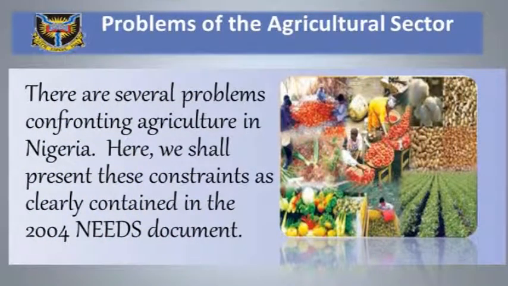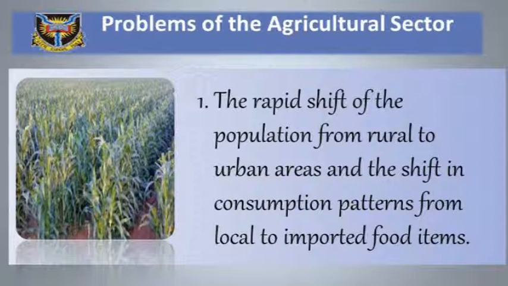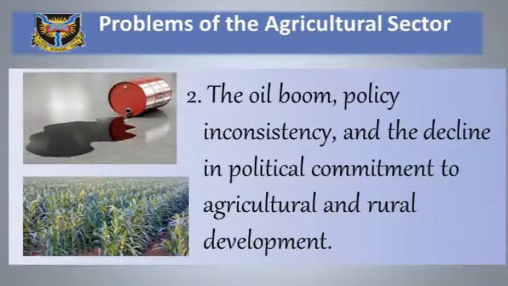Problems of the agricultural sector. There are several problems confronting agriculture in Nigeria. Here, we shall present these constraints as clearly contained in the 2004 NEEDS document. Number 1. The rapid shift of the population from rural to urban areas and the shift in consumption pattern from local to imported food items. 2. The oil boom, policy inconsistency, and the decline in political commitment to agricultural and rural development.